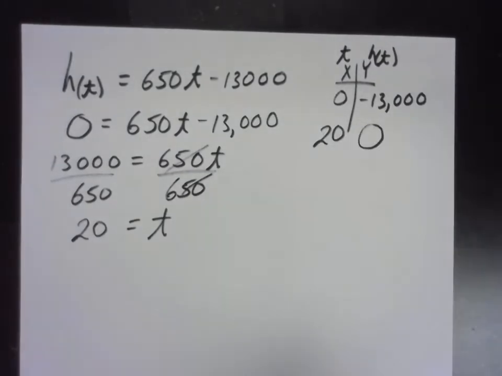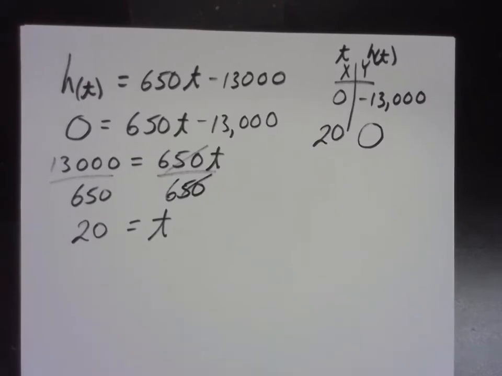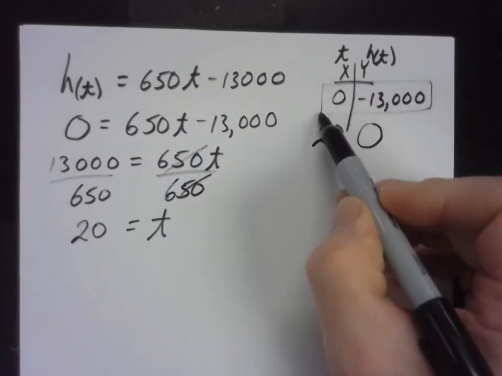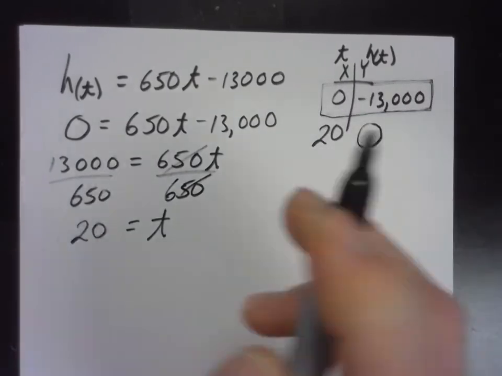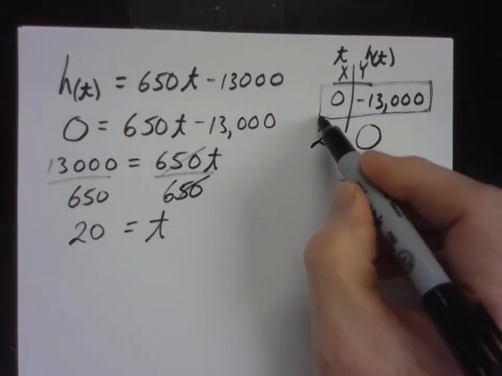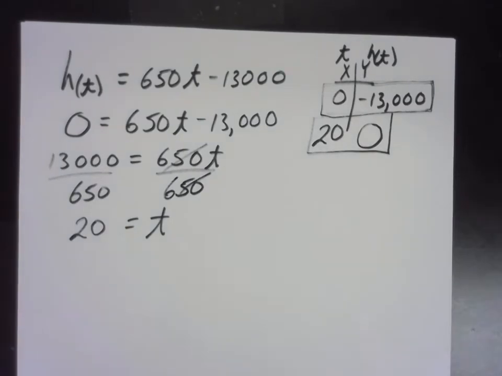Now, part of your instructions were to interpret the zeros of the graph. So, interpret this for me. What is that? What does that mean? So at 0 minutes, you're at negative 13,000 feet. That's it. Okay, that's it. Interpret this one for me. At 20 minutes, you're at the surface, at 0 feet. You're at the surface. Yeah. Okay. That's what interpret them means. It doesn't just tell me what they are, 0, negative 13,000, and 20, 0. It means tell me what they mean.